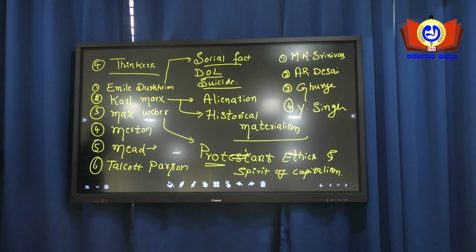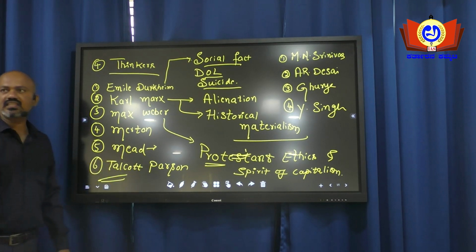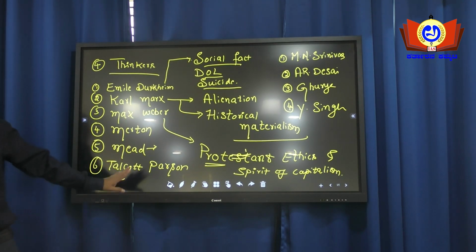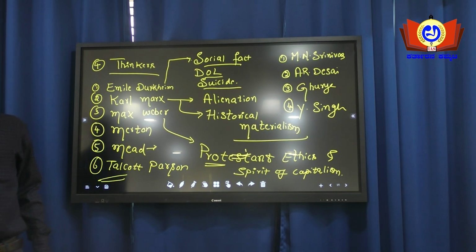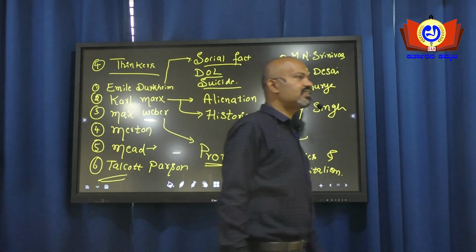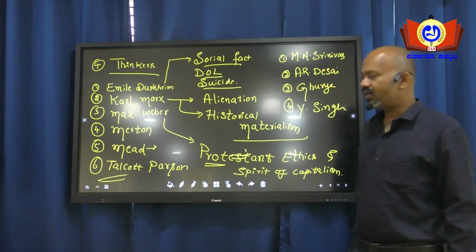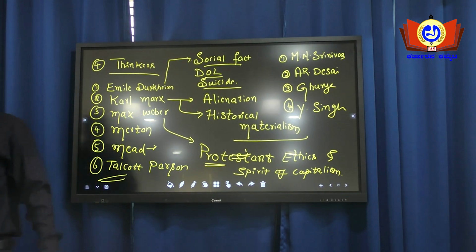Next, Talcott Parsons, the sixth thinker. With this thinker we will majorly discuss patterned variables, which I have asked in an exam question, and social system theory. Okay, I will tell you what this is. In class we will go into detail, but here I will just give an introduction.